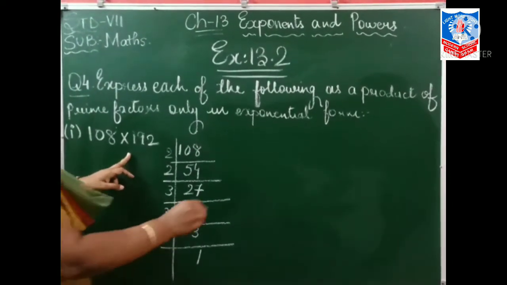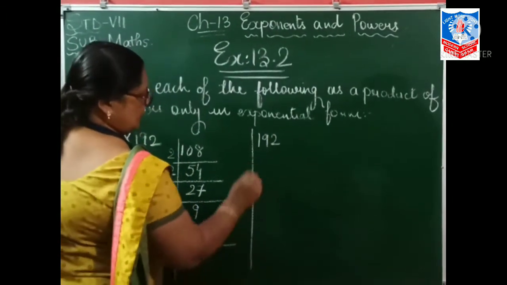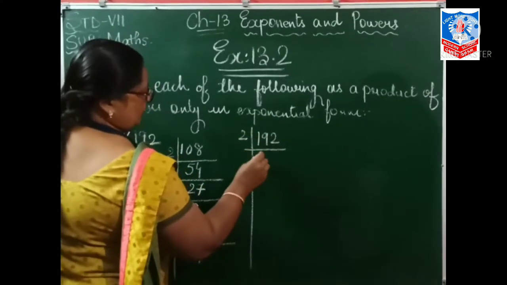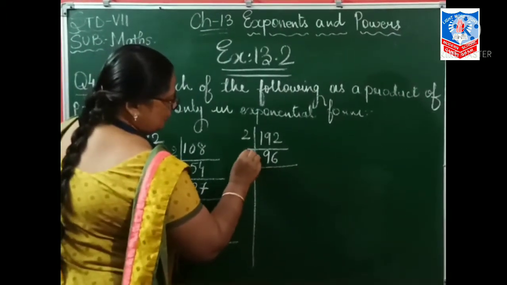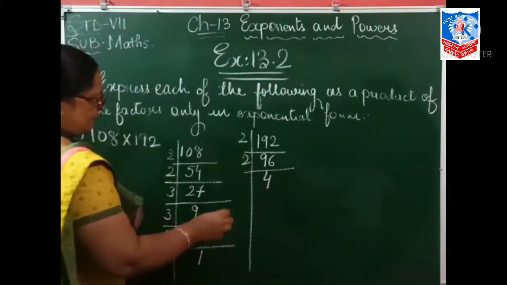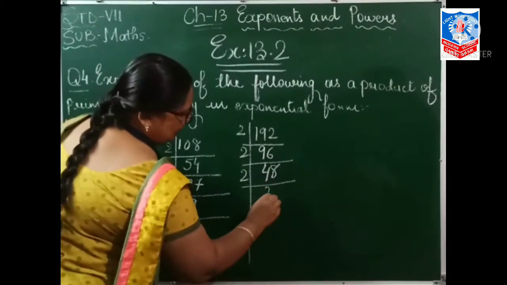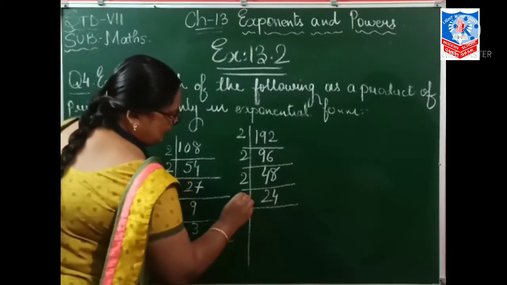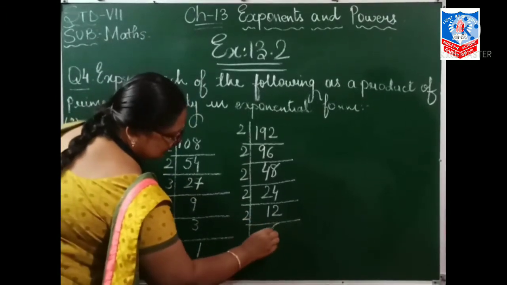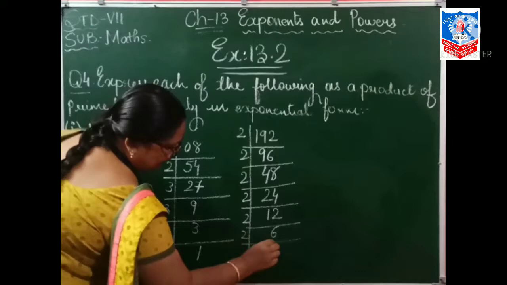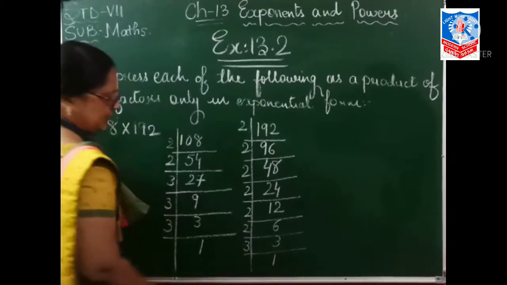Next, 192 also we will factorize. 2, 96. 2, 48. 2, 24. 2, 12. 2, 6. 2, 3. 3, 1.